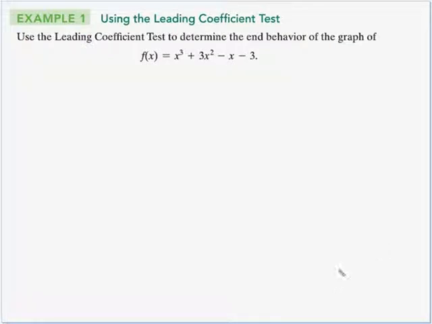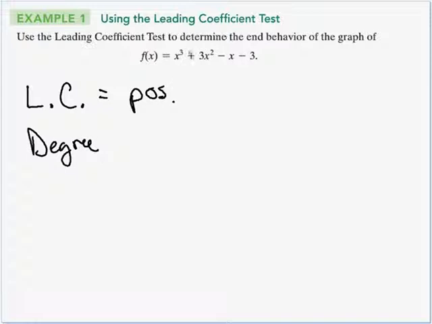All right, let's try this leading coefficient test out. Use the LCT to determine the end behavior of this graph. Well, my leading coefficient is positive. My degree of the polynomial, I can check them all. They might hide a higher degree here. If that's x to the fourth, this would be an even polynomial, even degree. But we are in descending order, and our degree is 3, which is odd.